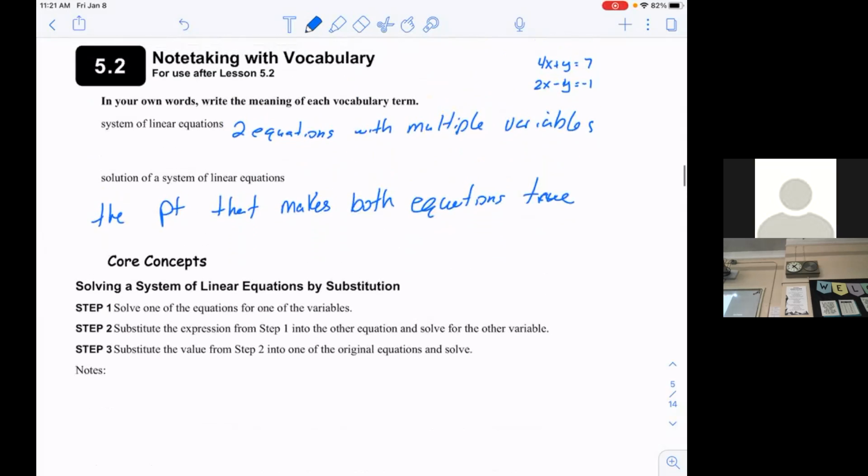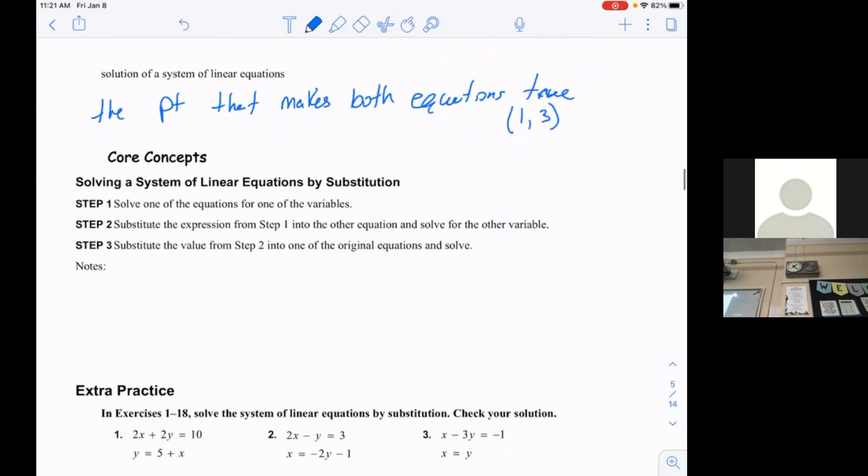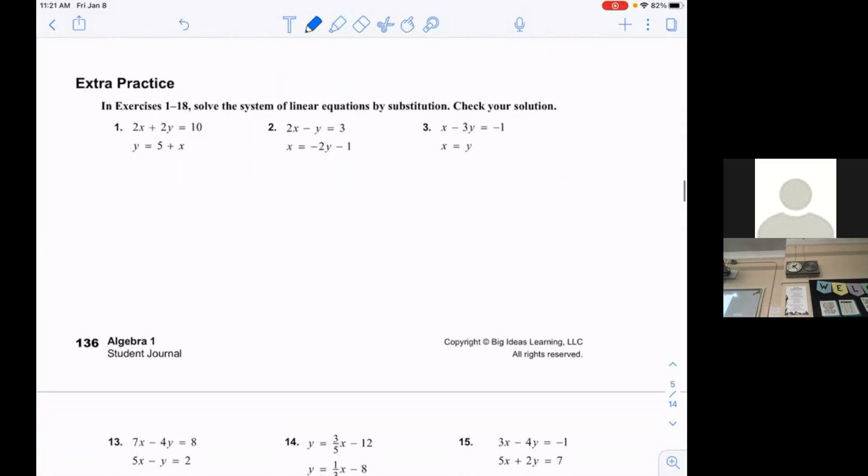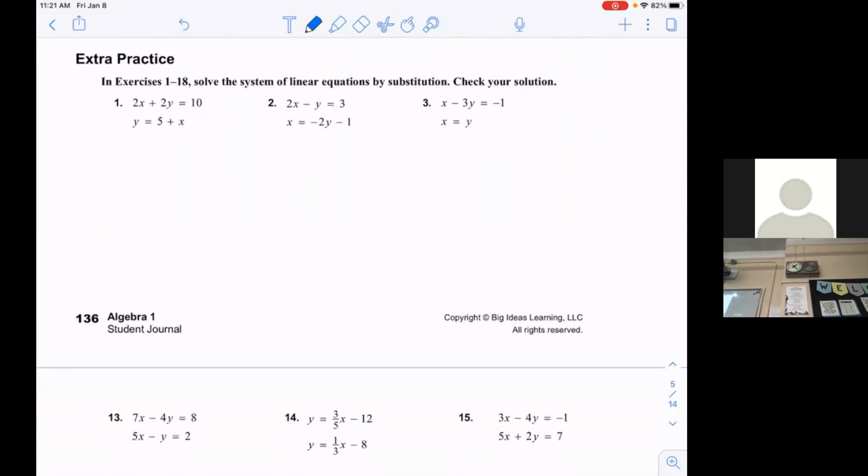So in this case, if I did it in my head correctly, I think this should be 1 and 3. And we can test that out here in a second. Okay. Let's scroll on down to number 1 and talk about how we're going to do 1, 2, and 3.